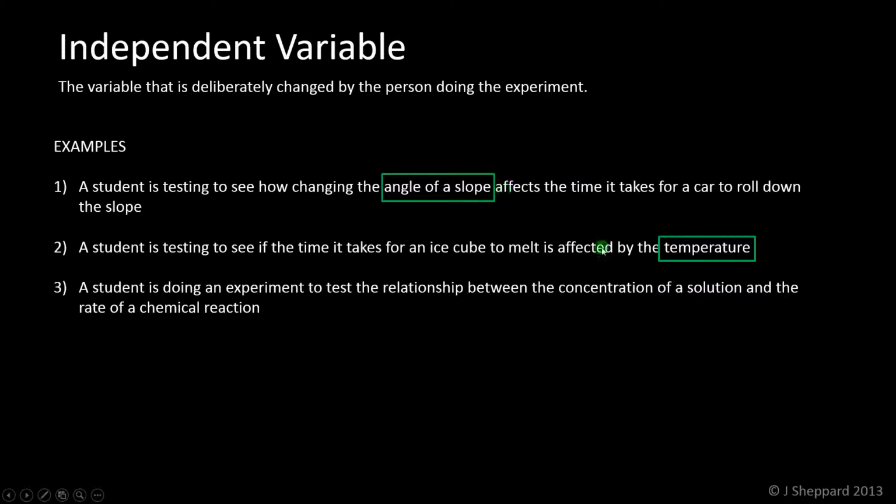Now, both examples 1 and 2 contain the word affects or affected, and here's an example of an experiment described without using that word, so you've got to be a little bit more on the ball. A student is doing an experiment to test the relationship between the concentration of a solution and the rate of a chemical reaction. Well, again, you've got to think about what you can actually change yourself, and in this case it's the concentration of solution. That's what you can decide. You can decide to have a 0.5 molar solution, a 1 molar solution, all right? And that's what you are able to change. So that's the independent variable.